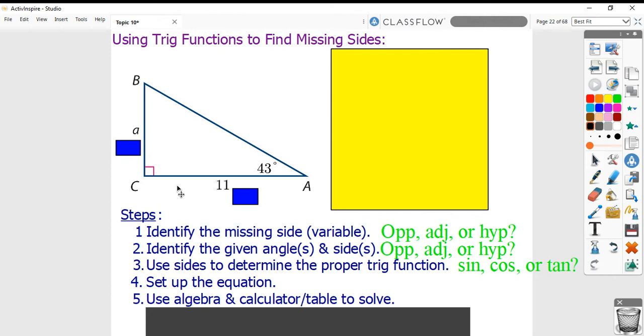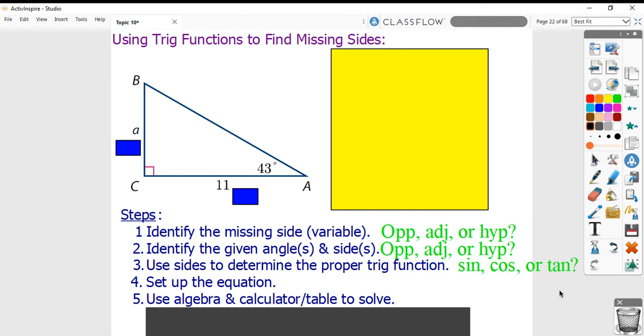The other side that's given to us is the adjacent side. This is the side of the triangle that does touch our angle that we're working on. So we need to think about this. We are going to be dealing with a problem that is talking about the opposite and adjacent side. We need to consider which of these three functions deals with the opposite and adjacent.